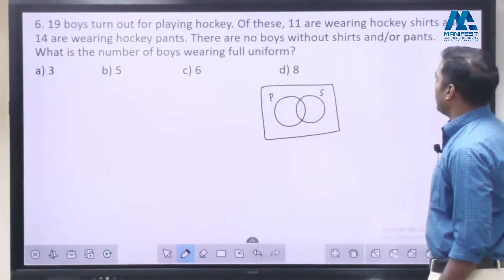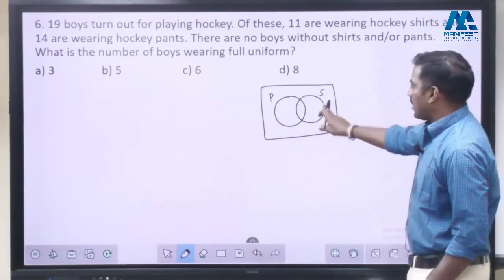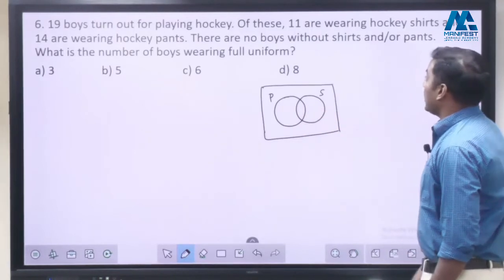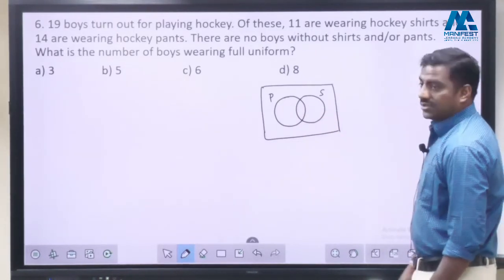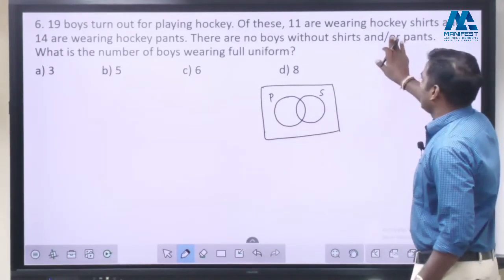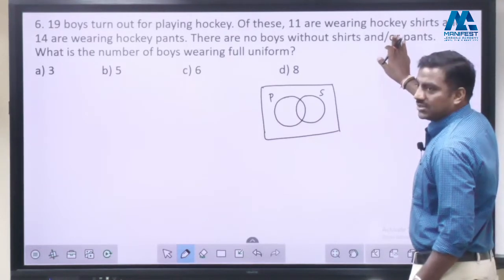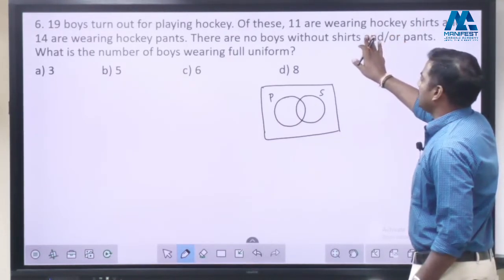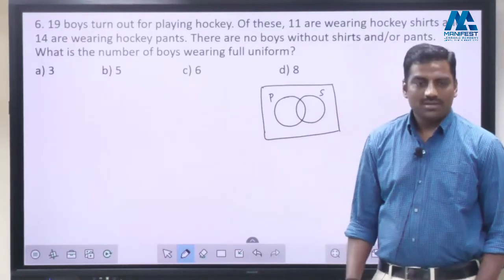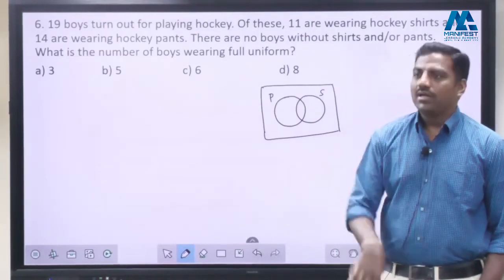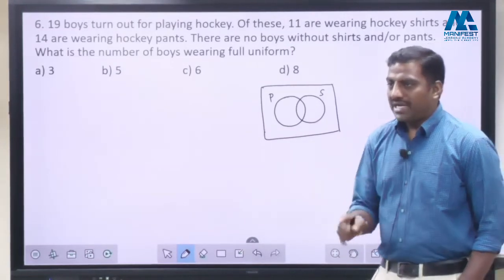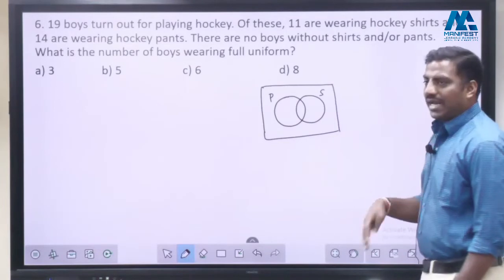19 boys totally. 11 are wearing hockey shirts, and I can't mark 11 here. And 14 are wearing hockey pants, and I can't mark 14 here. There are no boys without shirts and pants. Or read this: there are no boys without shirt or pant. That means at least they have one, either pant or shirt or both. Understood this fact? So they have at least one.